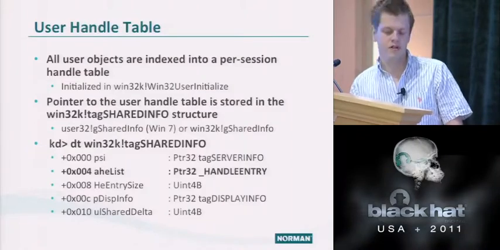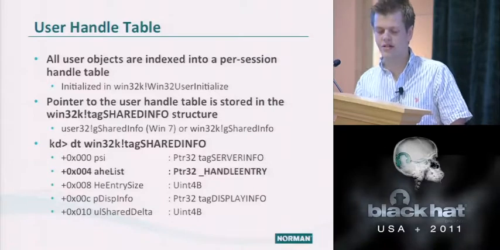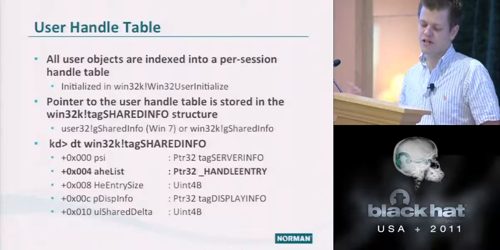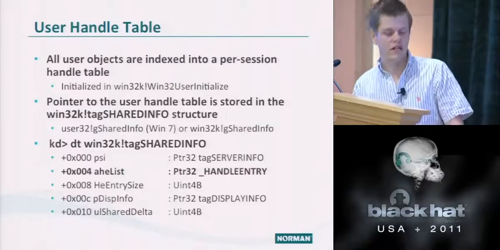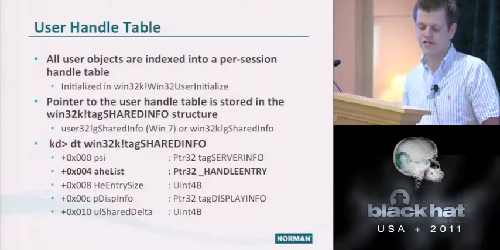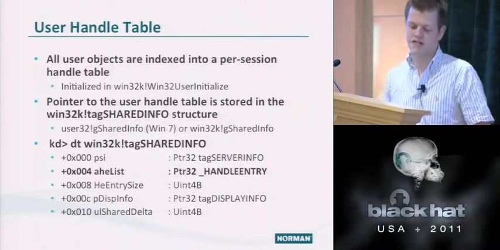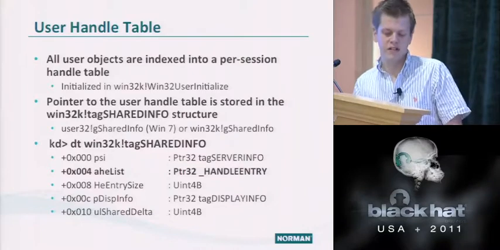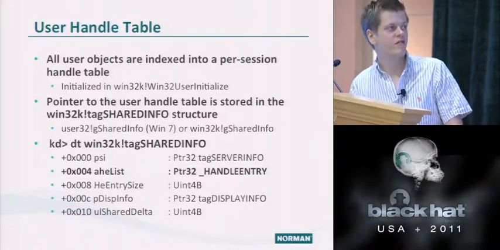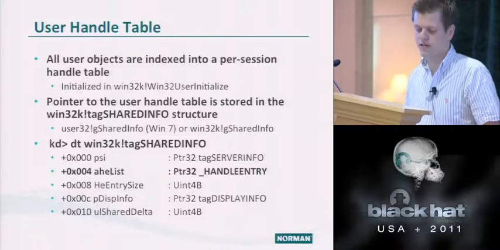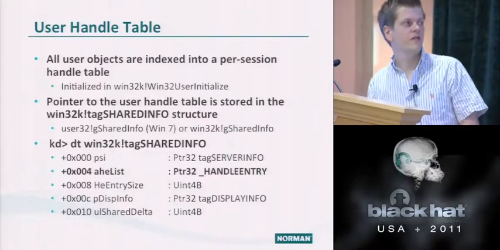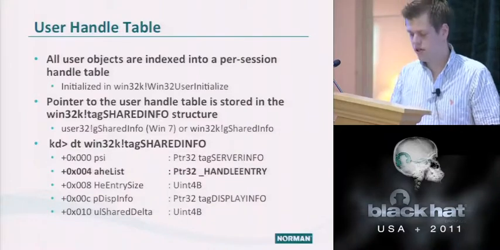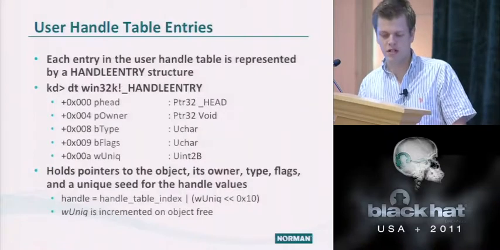So all the user objects are indexed, like I said, into a handle table that is defined per session. So when a user logs in, he gets his own session. So all the handle information is for a session, not tied to a desktop or anything. It's global for a user. And the pointer to this handle table is stored in a shared info structure, and you can actually get this from user mode. So you can do the user32 DLL export gSharedInfo, and you can read the handle table from user mode. And this is also because of optimization.